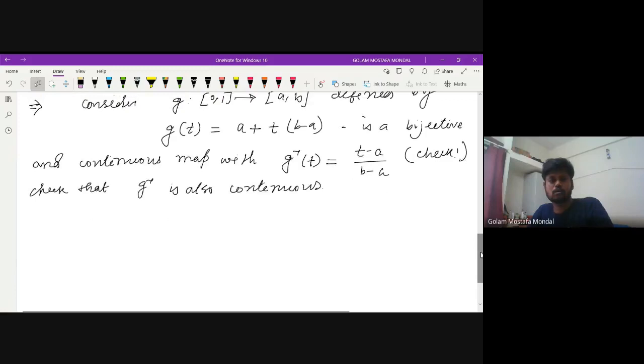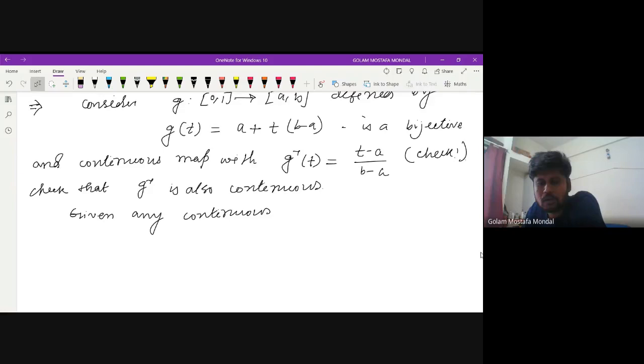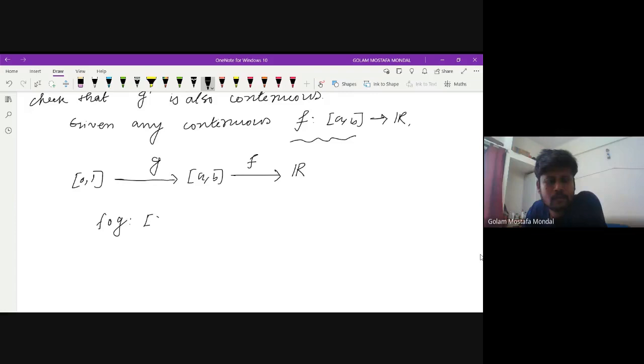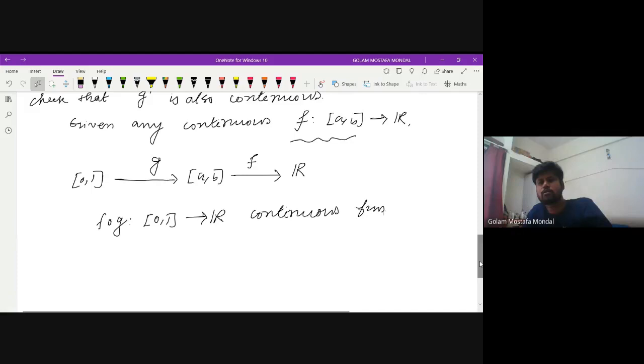So given any continuous function f from [a, b] to R, if g is from [0, 1] to [a, b], and we want to approximate f on this interval, see that f composed with g is also a continuous function on [0, 1]. So in this theorem, we claim that without loss of generality, we may assume [a, b] equals [0, 1].